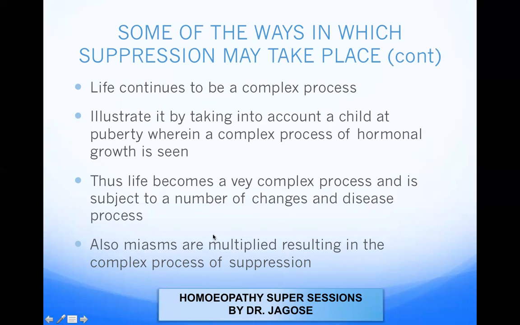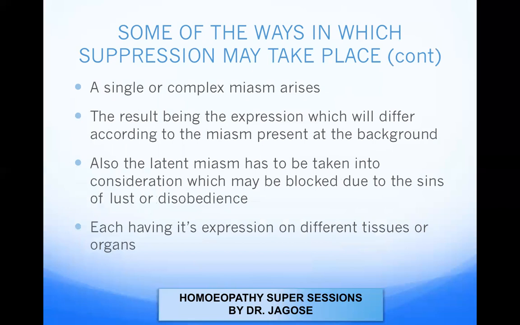Furthermore, he says miasms are multiplied, resulting in the complex process of suppression. So he gives another hint: in suppression, what happens? The miasms multiply or go on increasing because of the complex process of suppression. He says a miasm can be a single miasm, or a combination of two miasms, which becomes a complex miasm. The result is an expression which will differ according to the miasm present at the back.